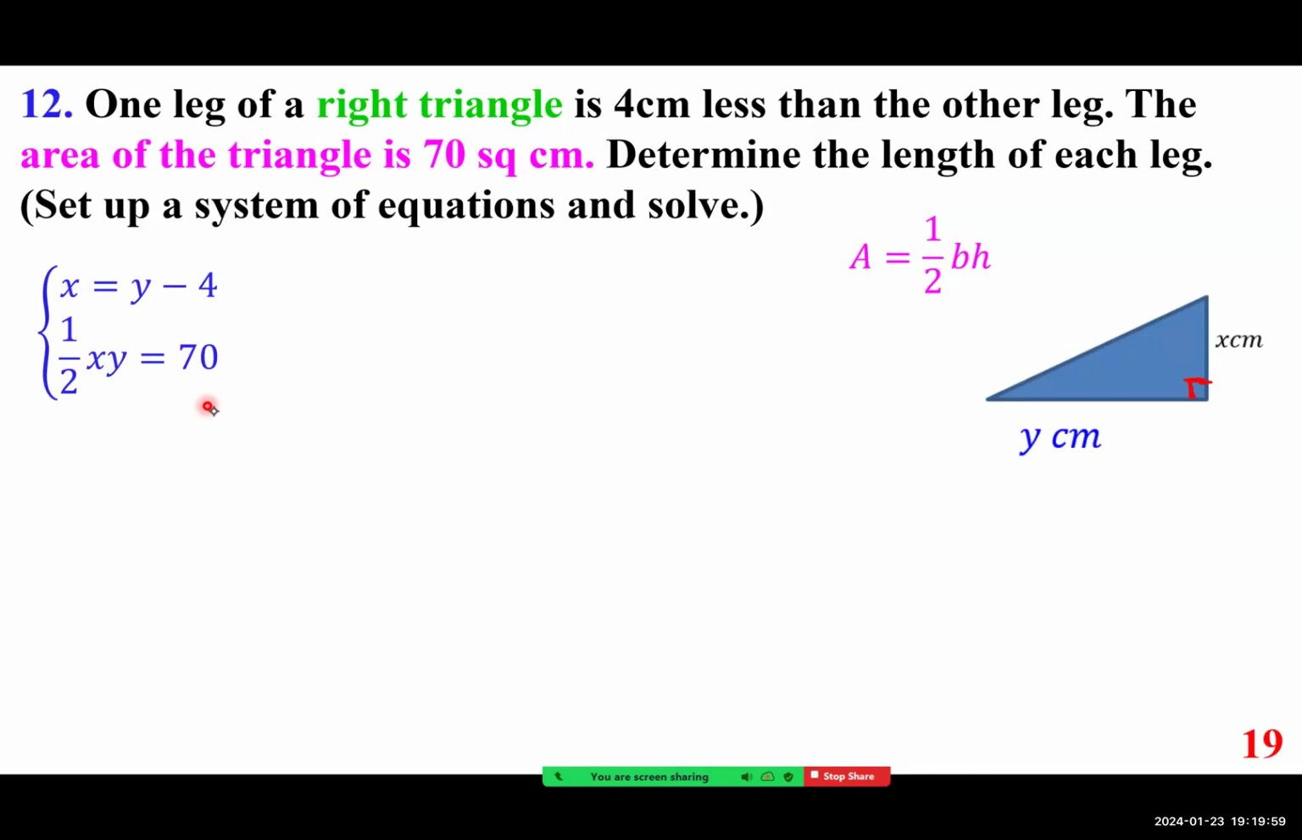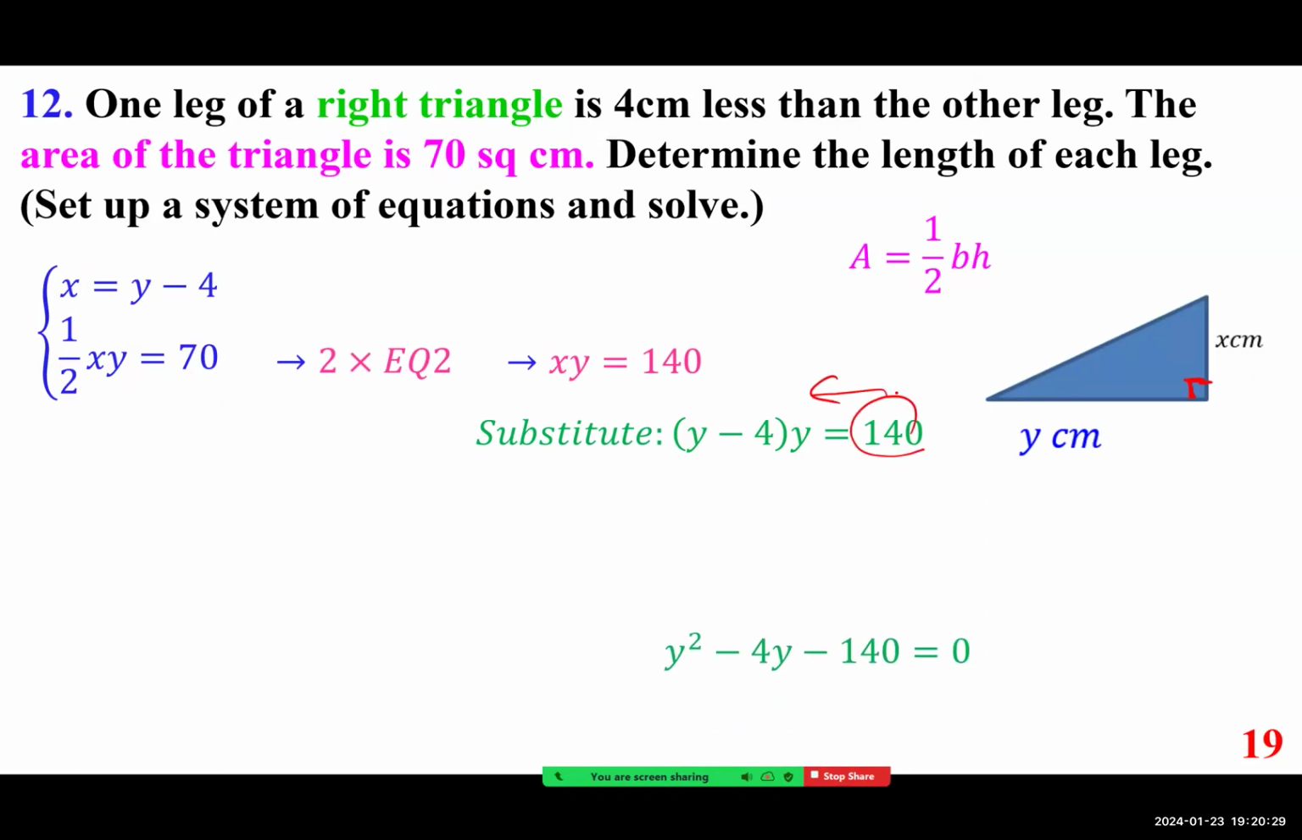We don't like fractions when we solve systems. It's easier to get rid of them, so let's get rid of the 1/2. If I multiply both sides by 2, this becomes XY equals 140. Now I'm going to replace the X with Y minus 4 here. This gives me Y squared minus 4Y equals 140. I'm going to move the 140, so it becomes negative 140.